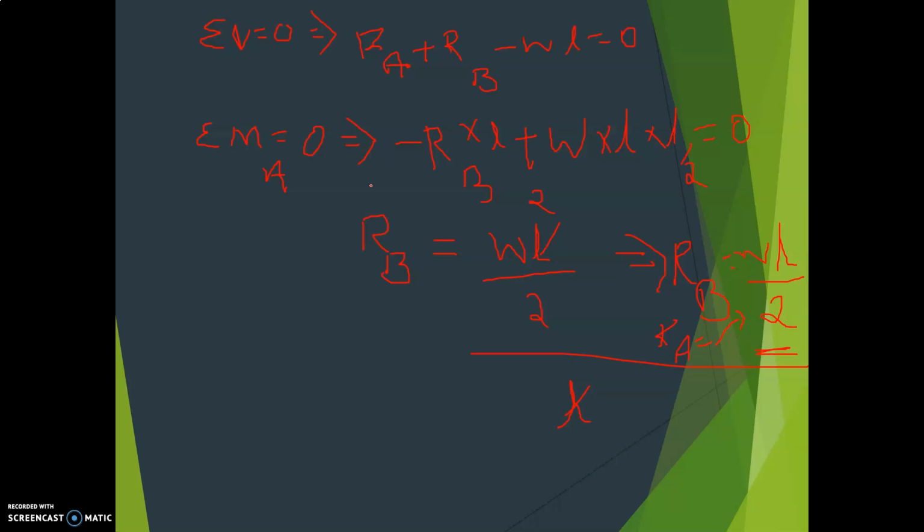Next step is you have to find the shear force values at different points. Now I consider a simply supported beam AB of length L. The total length is L and the load is uniformly distributed. Suppose this is the center point C, and this is W per unit length.